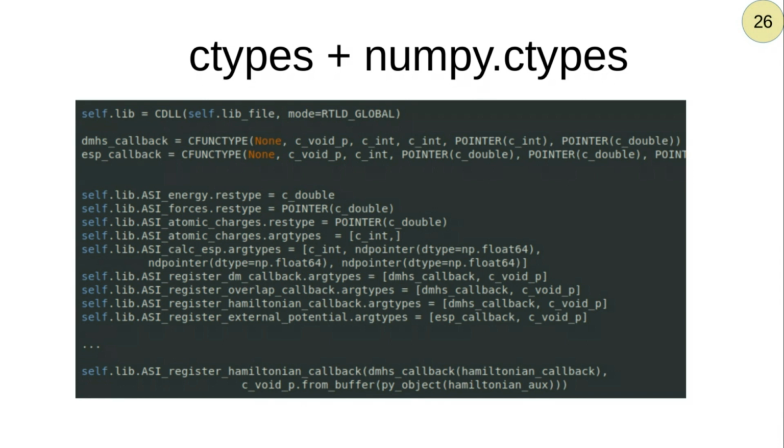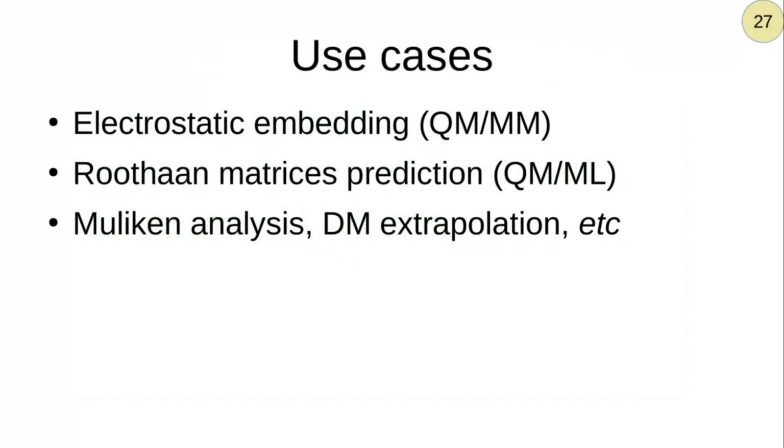So here is a piece of code from the ASI for Pi wrapper. As you can see, the wrapping of functions is really simple. Literally a couple of lines for each function. You just describe the types of arguments and returned results. So I just recommend it.